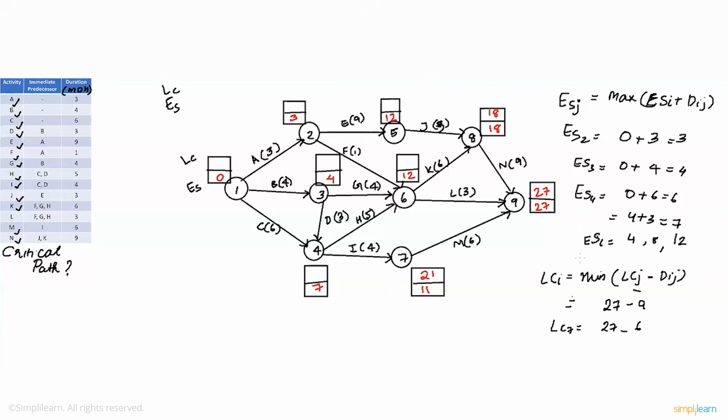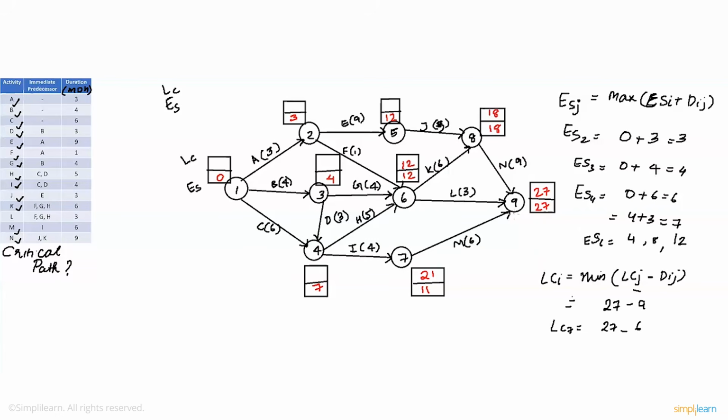Let's go to node number 6. Here, there are 2 points extending out of node 6, which means we'll need to choose from 2. Here we have 27 minus 3, which is 24, or 18 minus 6, which is 12. Now we need to choose the minimum of the both. So let's go with 12. Let's write that down. So the latest completion time for node 6 is 12.